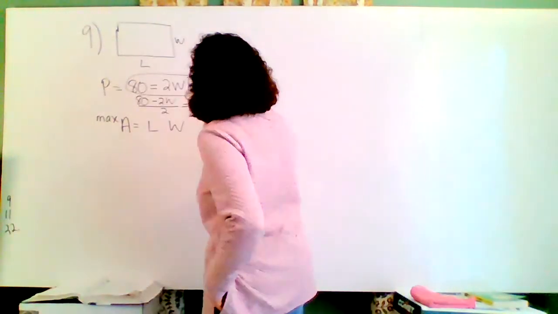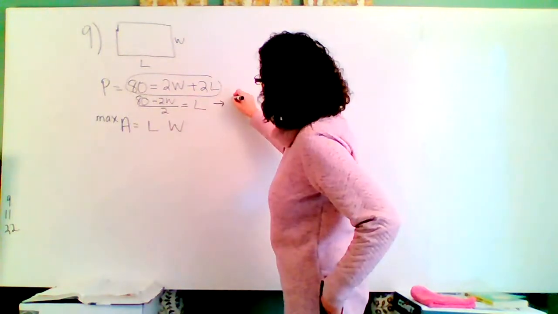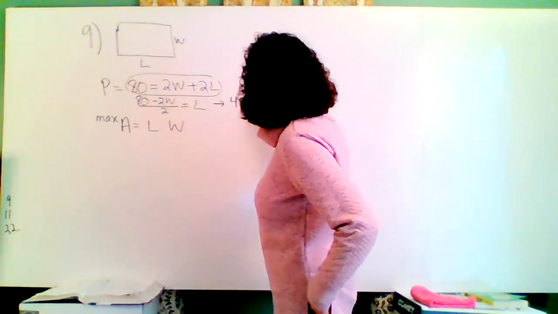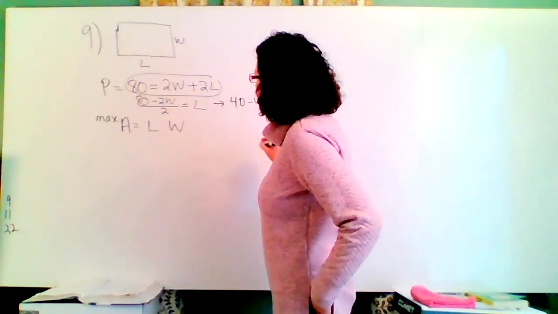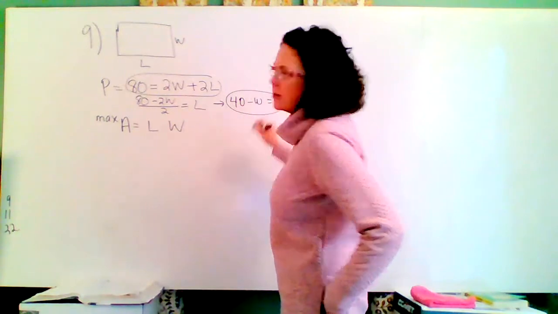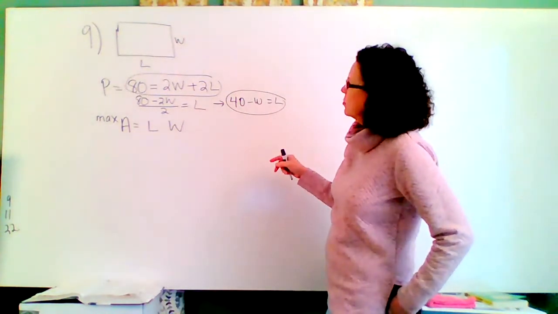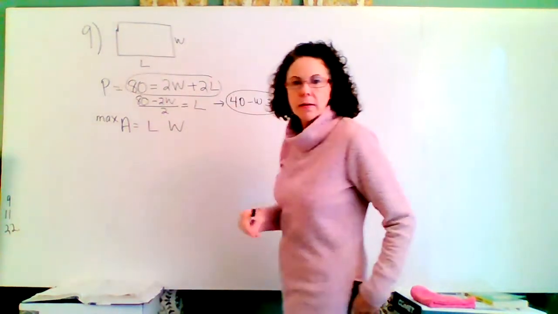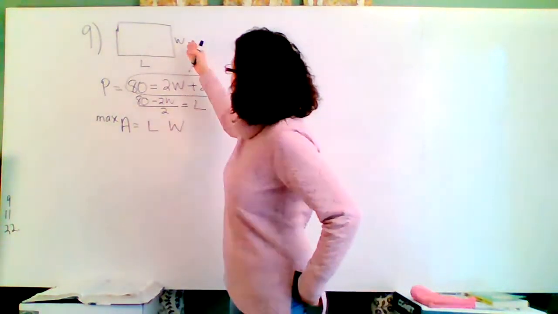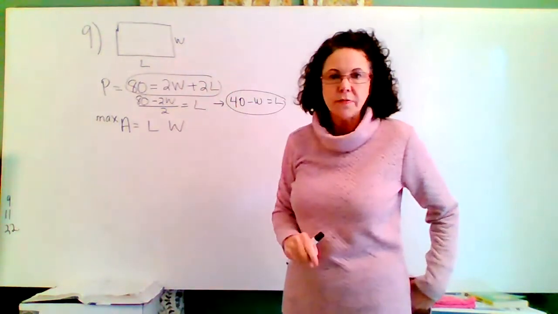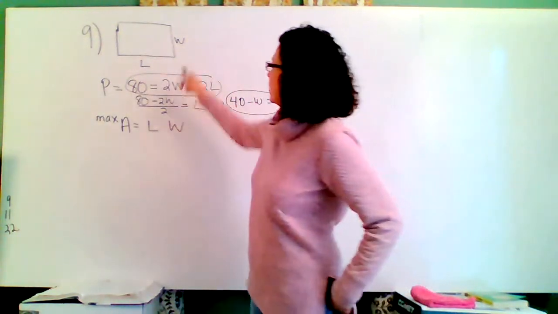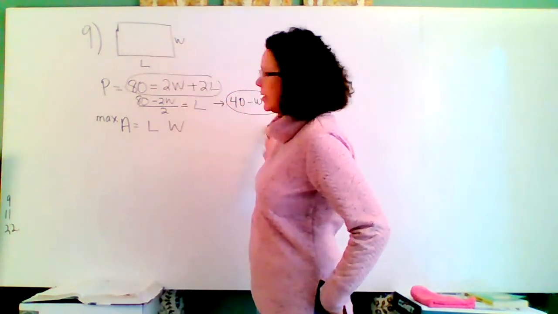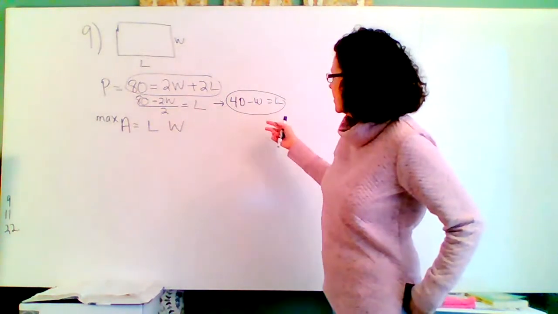Notice I can do a little bit better. I can divide everything by 2. 40 minus W equals the length, 40 minus W. Notice that that actually makes sense. Take a look here. If all 4 sides add up to 80, that means just one length and one width adds up to 40, right? And that means whatever the length is, the width is 40 minus that, right? So this actually makes sense.